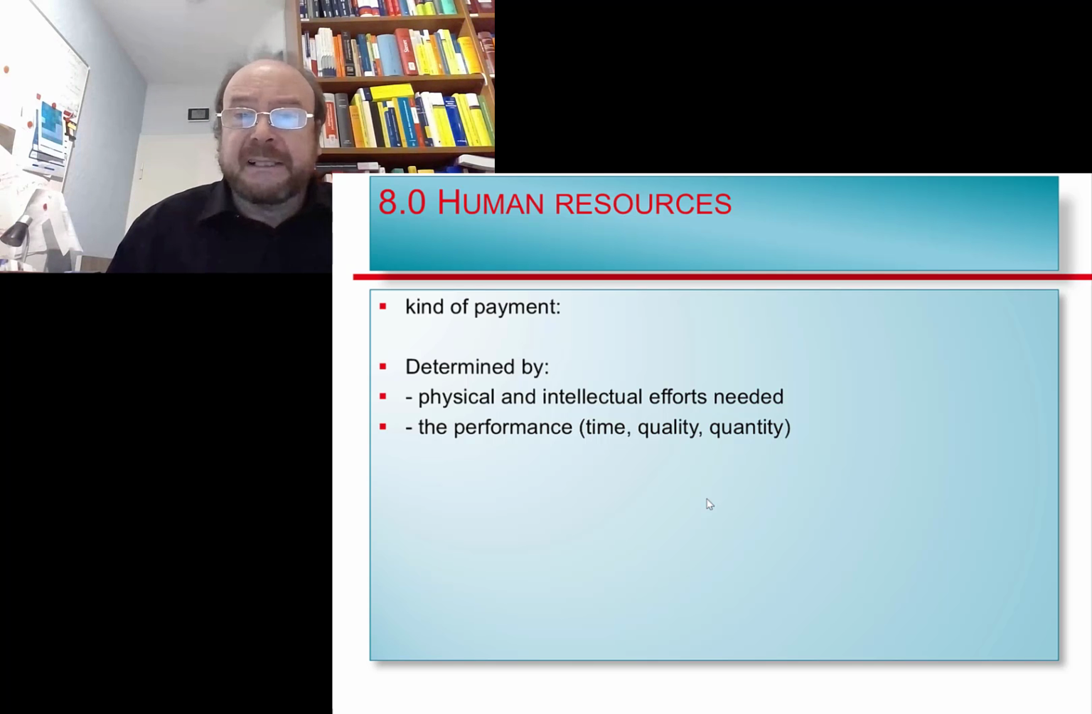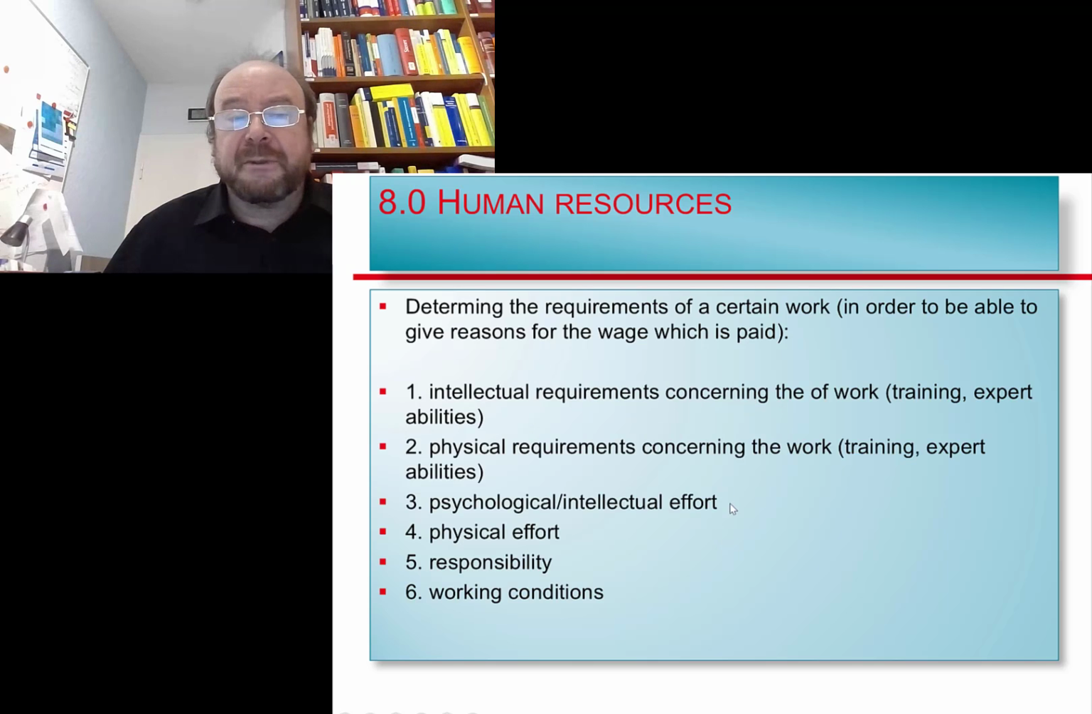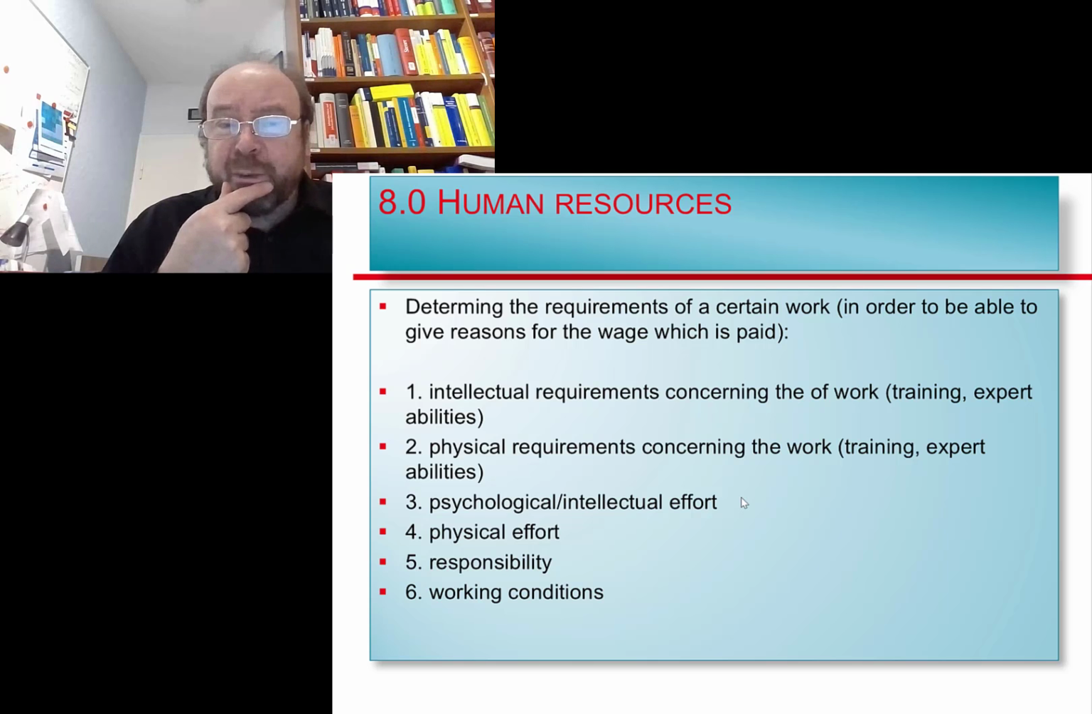Well, good. Last determining factor for the performance, payment, kind of payment. The most important thing is that you need reasons for the amount which you pay to people if you employ several people. Accepted reasons for a high or low pay is the efforts which somebody has to bring physically and intellectually, and the output. So if somebody is really good, you can also give a premium for that. But if you form ideas on the reasons why you pay what, you will probably think about intellectual requirements, physical requirements, the efforts in psychological and physical dimensions, the responsibility, and the working conditions.